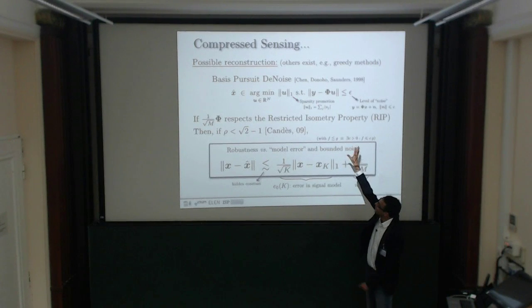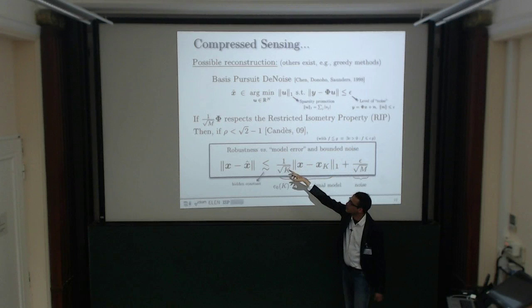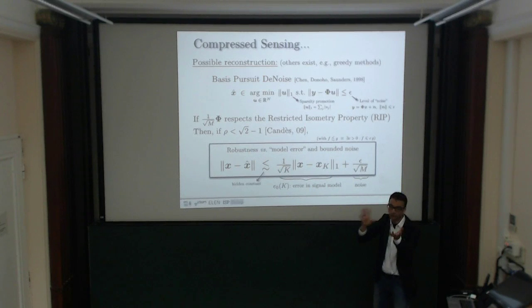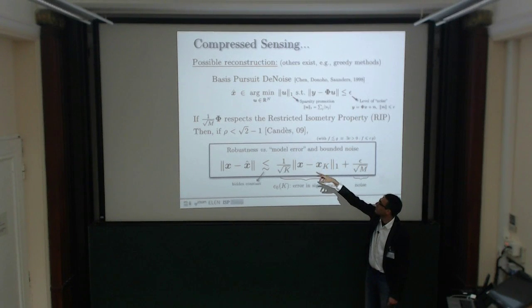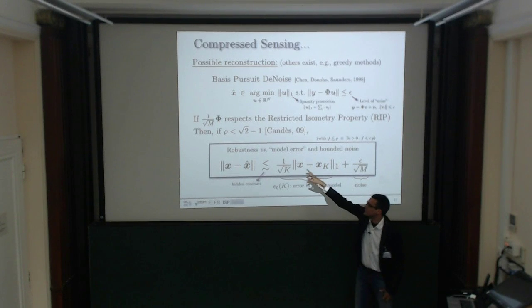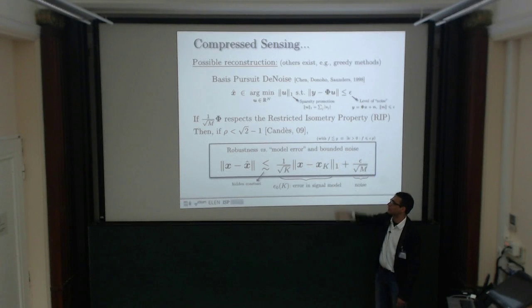So what we know about this convex problem that we typically solve is that if 1 over square root of m times phi, where this notation is due to the fact that phi has unit variance entries and so we rescale it in order to agree with the usual restricted isometry property, respects the RIP, with rho smaller than square root of 2 minus 1, we know this from the celebrated papers of Candes.